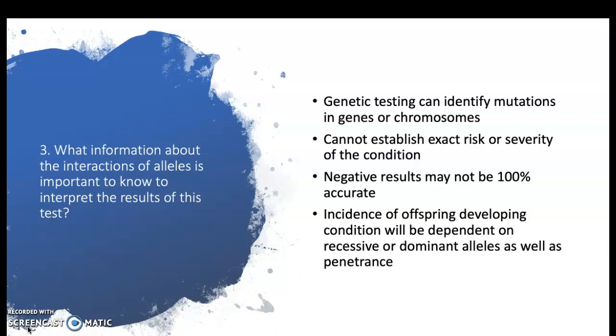However, a positive result for a predictive test cannot establish the exact risk of developing the disorder or the severity of the condition. While a negative result may be able to give some peace of mind, genetic testing is not 100% accurate, and there is always a possibility that the test could miss a condition and provide a false positive. Therefore, it is important to know the percentage for each condition and the likelihood of the child developing that condition. To interpret the results, it is important to remember that the incidence of their offspring developing one of the conditions is low.